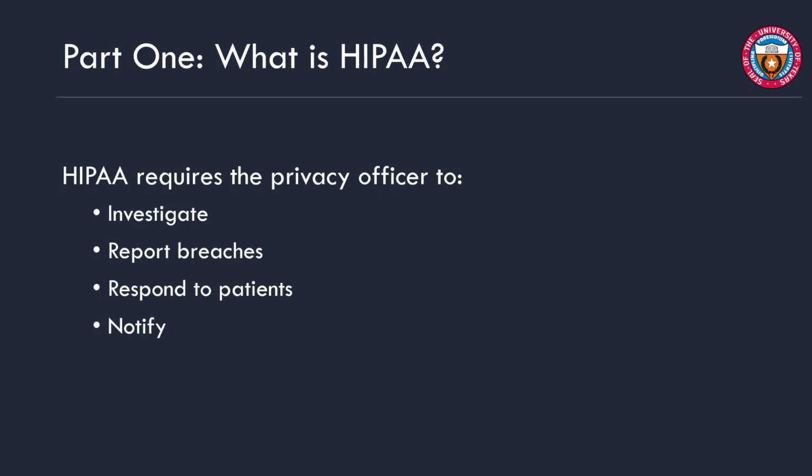HIPAA requires the privacy officer to investigate incidents of inappropriate use of PHI or access to PHI, report confirmed breaches of PHI to the Office for Civil Rights within the HHS, respond to patient inquiries about access to PHI, and provide notification to affected individuals in the event of a confirmed breach.